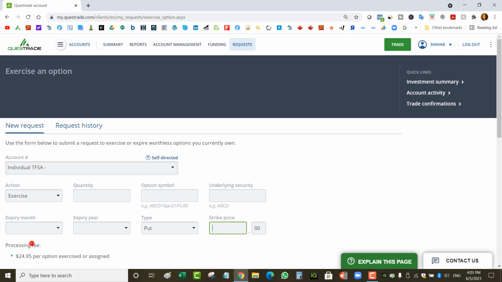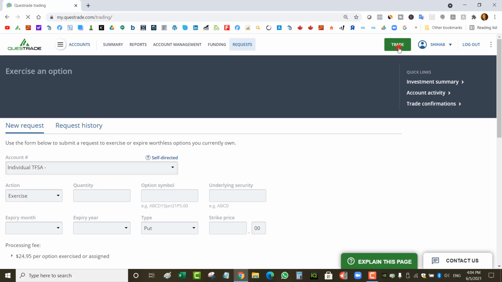Now, here's why I don't think it's a good idea to exercise options, and I'll give you my opinion. So first of all, with Questrade, there's a processing fee of $25 to exercise a call or put option. So instead of exercising the option and paying that fee, here's a better way to exercise an option.